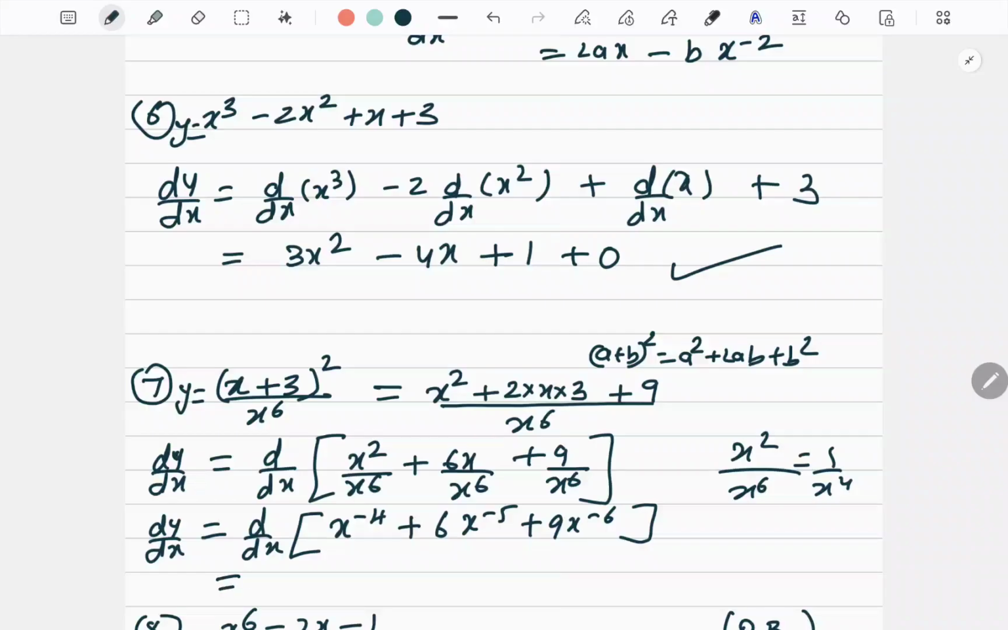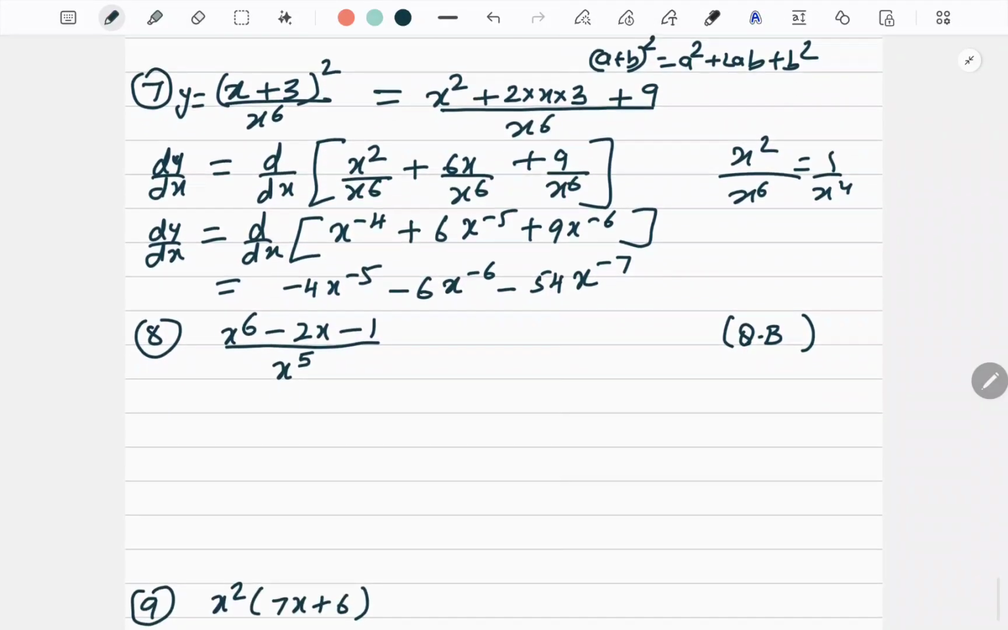Now I will apply the derivative to each term. So minus 4x to the power minus 5, minus 6x to the power minus 6, minus 54, since 9 times 6 is 54, x to the power minus 7. Simple, right? So don't get scared when you see the question. Now look at this one.